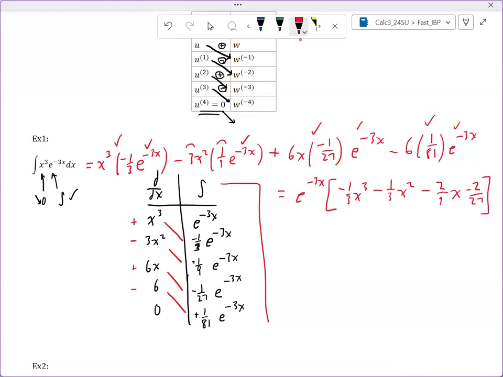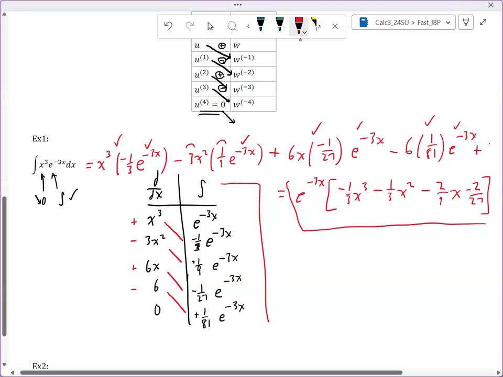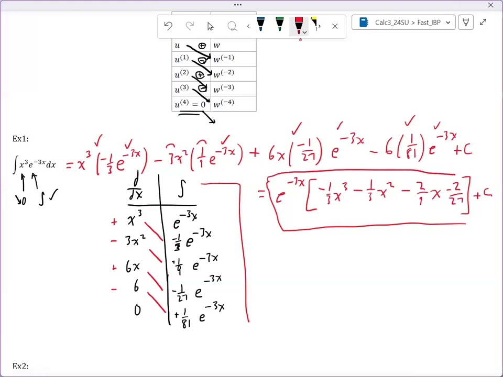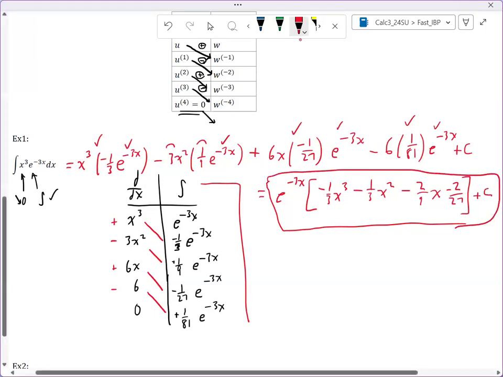And I suppose we ought to be proper and put a plus c at the end. Note, as an aside, that this constant is multiplied by the exponential. So this minus 2/27 is not an actual constant. We need the plus c at the end, away from the e to the minus 3x. But that's our integration by parts.